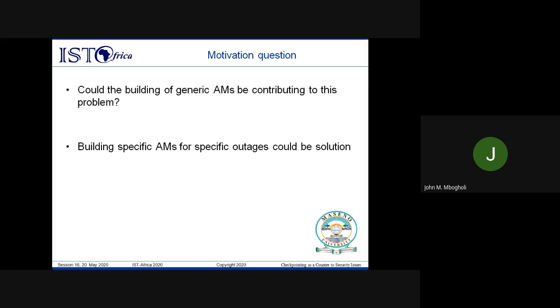And from our study, we identified several outage causes, but in this paper, we are only covering one of these outage causes. What we asked is, could the building of specific availability mechanisms for specific outages be our solution? That is, if we build for specific outages or outage causes, could the outage costs come down?